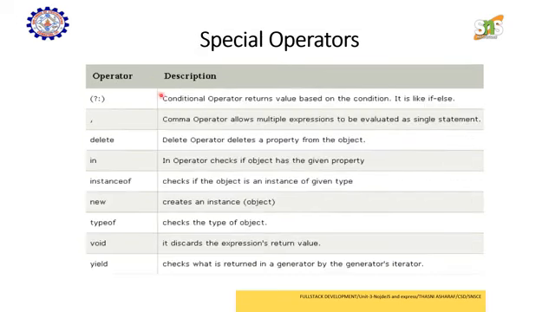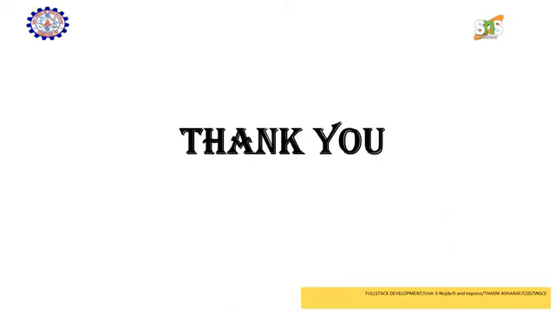Special operators include a few operators: the conditional operator, which returns a value based on the condition; comma operator; delete operator; in operator, which checks if the property is in the object; instanceof, which checks whether the object is an instance of a given type; new operator, which creates an instance; typeof, which checks the type of object; void, which discards the return value; and yield, which is returned in a generator by a generator's iterator. So these are all the operators that we see.